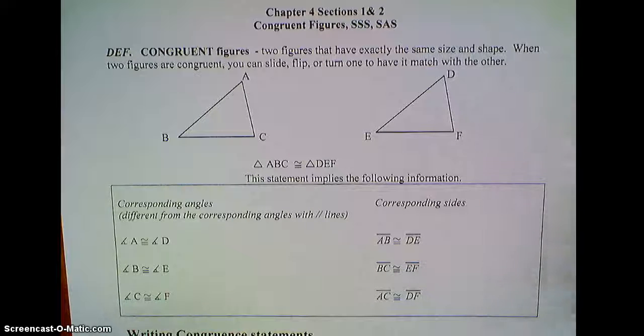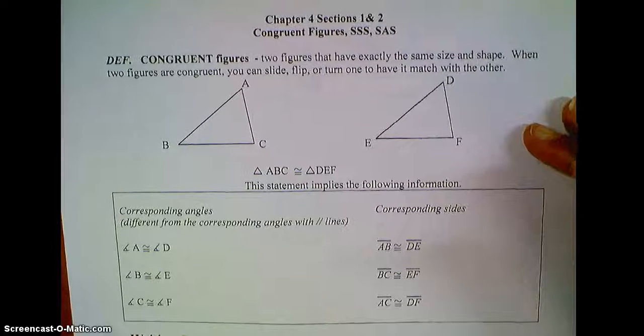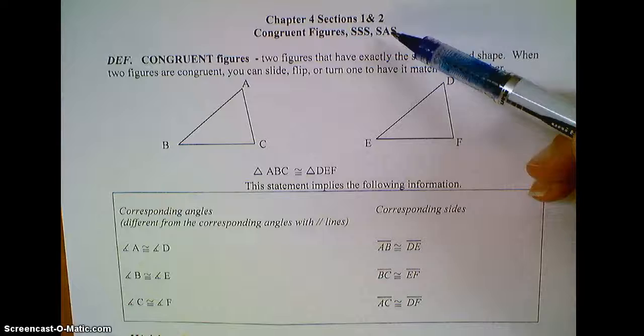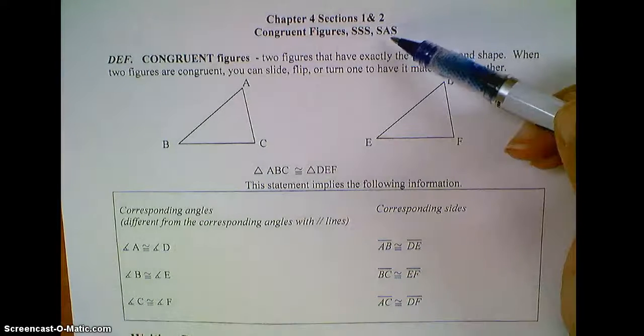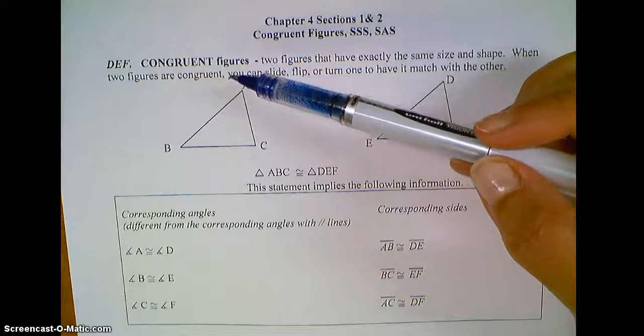Okay, we are looking at Chapter 4, Sections 1 and 2. We're going to cover congruent figures, and we're also going to cover 2 ways to prove that triangles are congruent, and that would be side, side, side, and side angle side. Okay, the first thing is the definition of congruent figures.